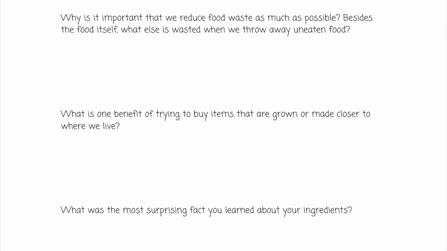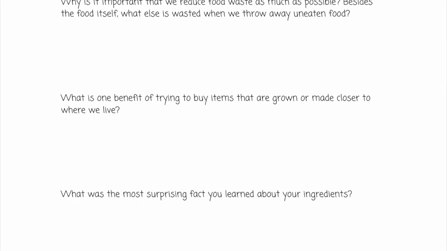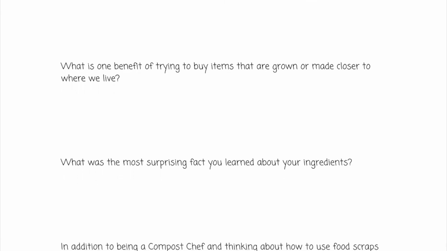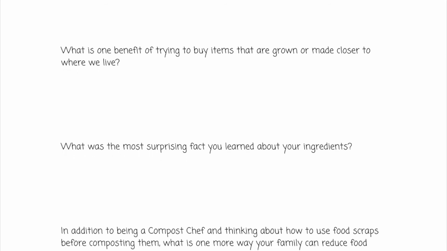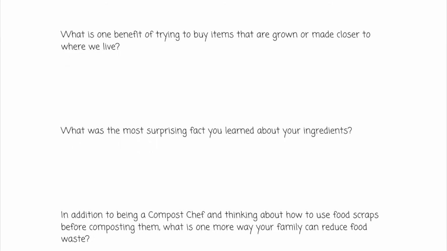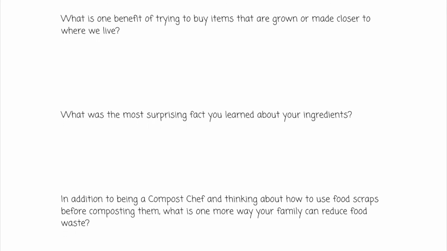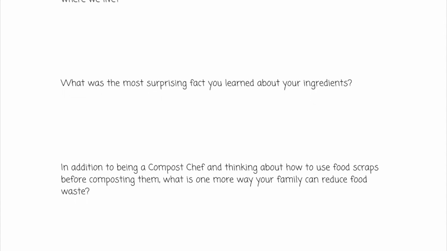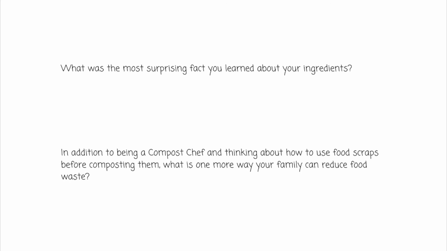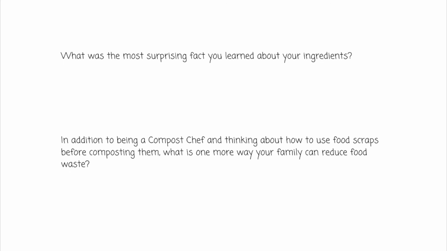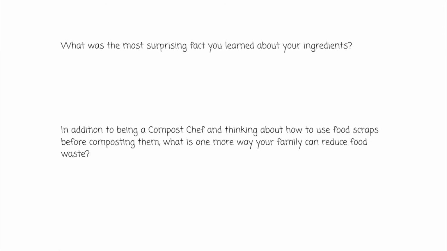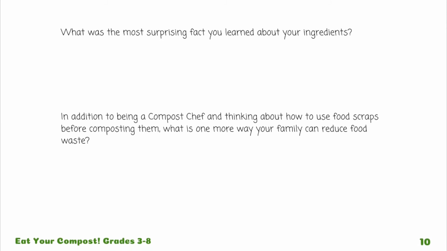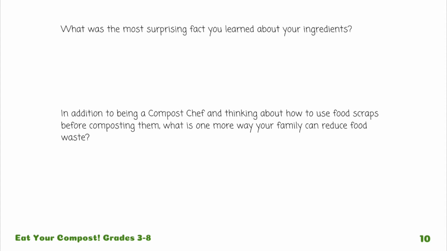Question 2. What is one benefit of trying to buy items that are grown or made closer to where we live? Question 3. What was the most surprising fact you learned about your ingredients? Question 4. In addition to being a compost chef and thinking about how to use food scraps before composting them, what is one more way your family can reduce food waste?